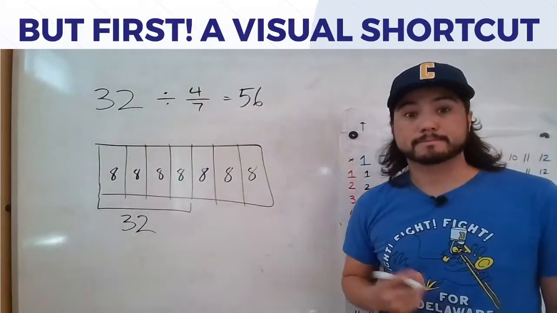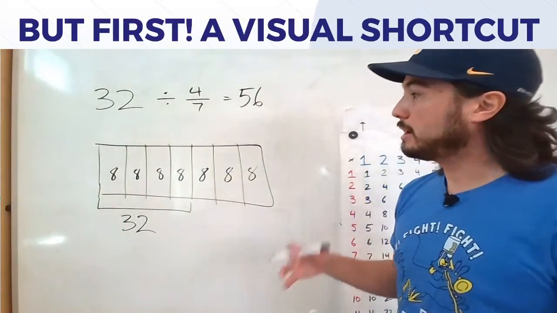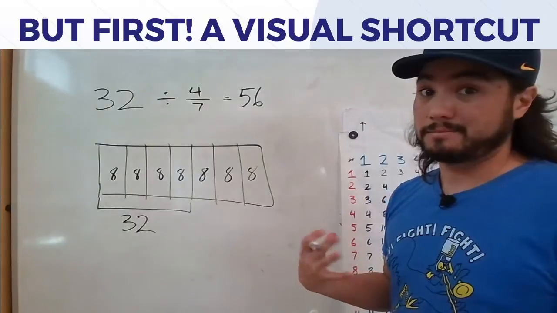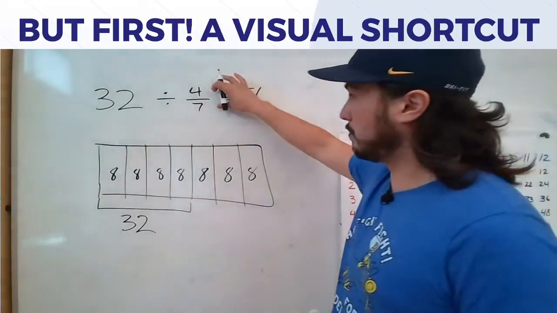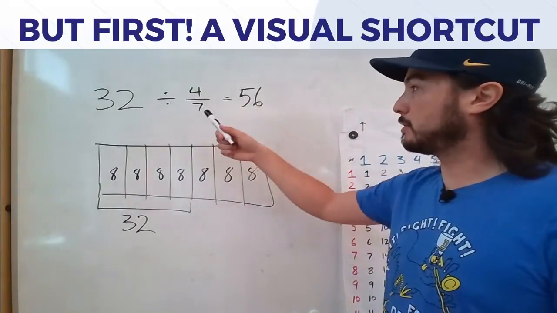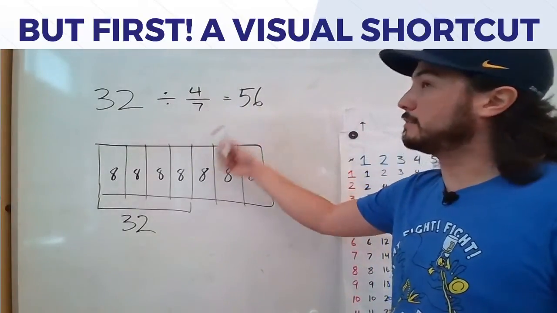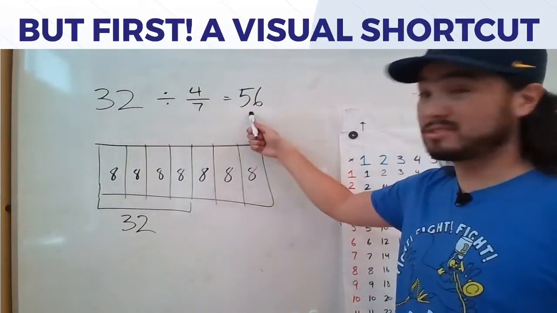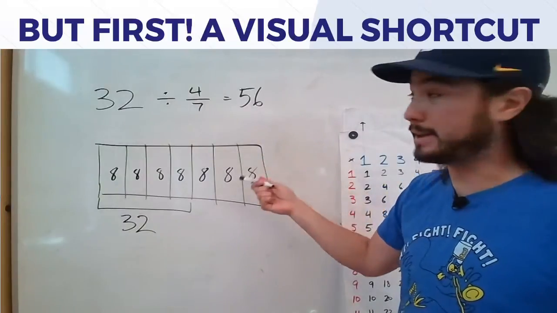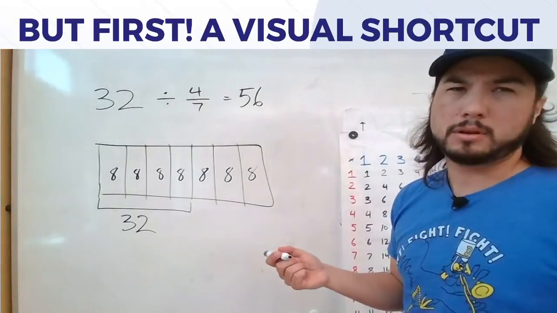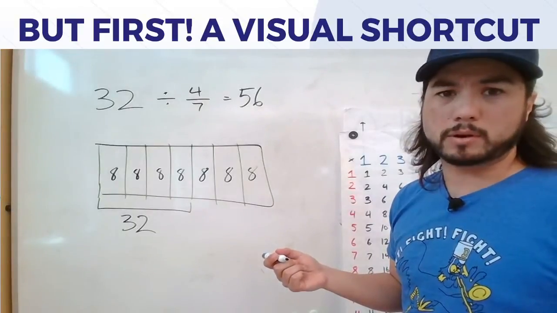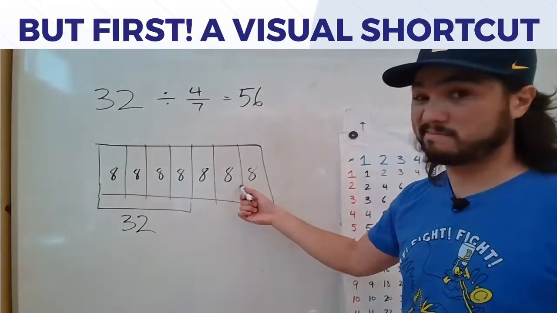56. Okay, it's a lot easier and a lot quicker for me, and a lot clearer to see than doing the, well, I'm going to flip it and do 32 times 7 and then divide that whole thing by 4. You're also going to come out with 56. But now you don't have to do 32 times 7, and then you don't have to do 224 divided by 4, right? This is faster.